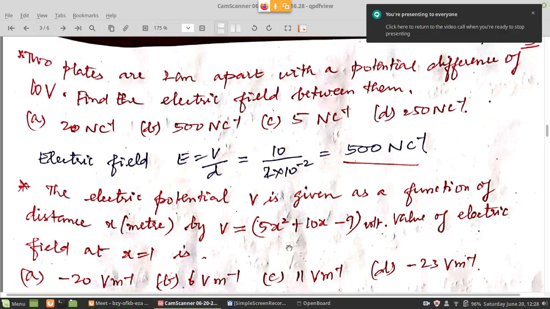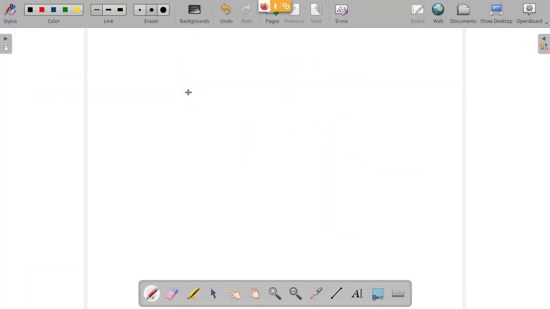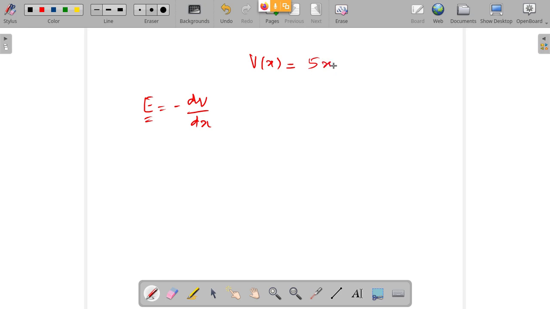You are correct. So basically, the only relationship that we have to remember for this is potential is negative gradient. That is, negative gradient of potential is the electric field. So here potential function V of x is given as 5x squared plus 10x minus 9.